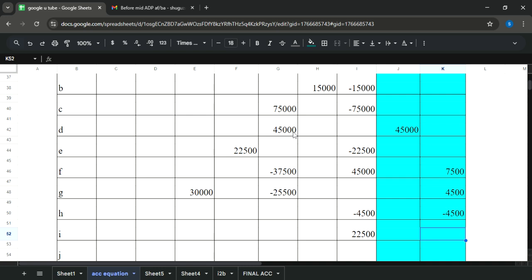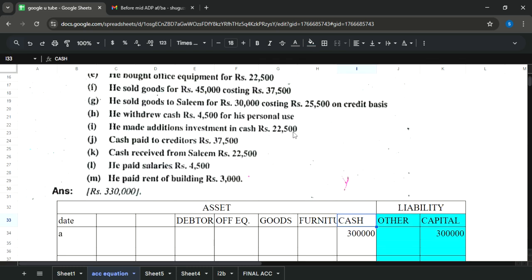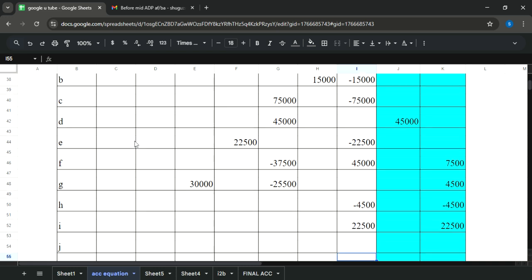So 22,500 plus sign of capital. I entry is completed. Now we will see what J entry is saying. Cash paid to creditor. Creditor is the person to whom amount was payable. It is your liability. When you will pay cash, cash will be decreased 37,500. So here you will mention minus 37,500. Why? Because cash is going out.